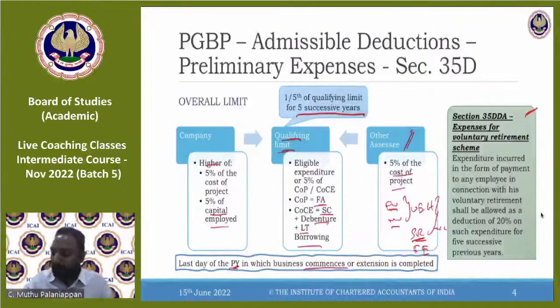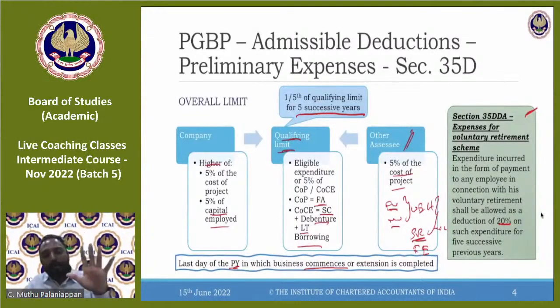So it has to be split over what? 20%. So this is also 1/5. So now 1/5 as pre-construction interest, preliminary expenses under section 35D, and your voluntary retirement scheme under 35DDA. So all this as 1/5. If you take 20%, you have additional depreciation under section 32, your 35D, 35DDA. So all this comes under 20%. So that is how you remember this provision.